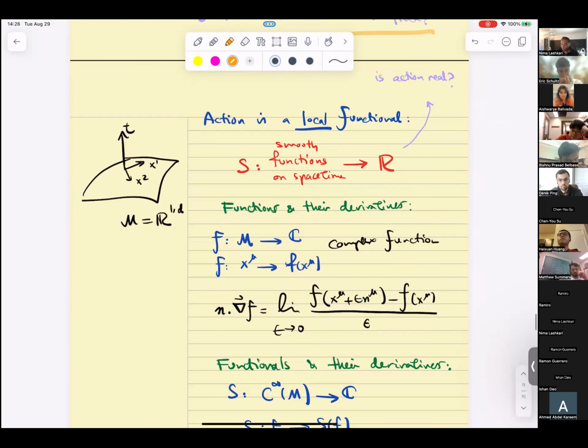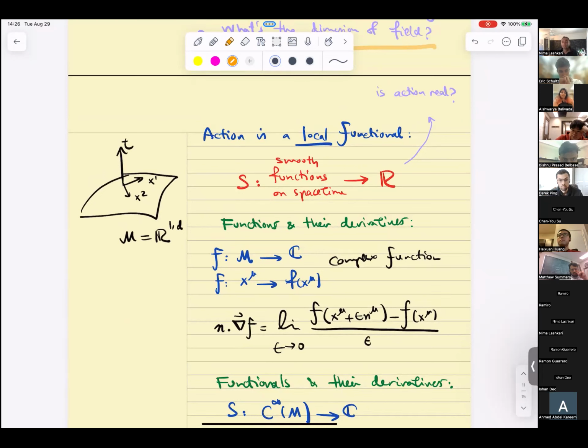All right, I have to speed up. Now, the action is a local functional. What does that mean? Here's my space-time, say 2 plus 1 dimensions. X, Y, or X1, X2 are space, and time is this direction sticking out. I take smooth functions over space-time, and the action is a functional that takes some function as an input and spits out some value. Now I've written down a real value, some real number, but I want you guys to think about whether it has to be real or whether it can be complex.